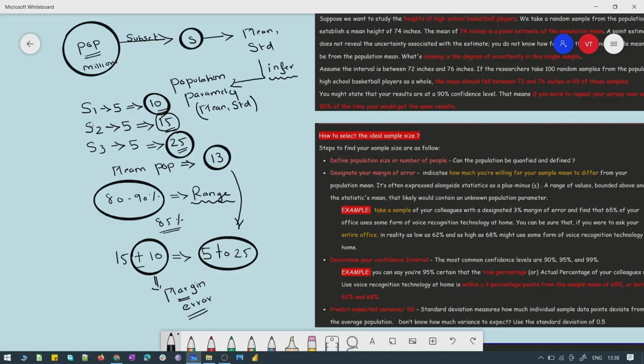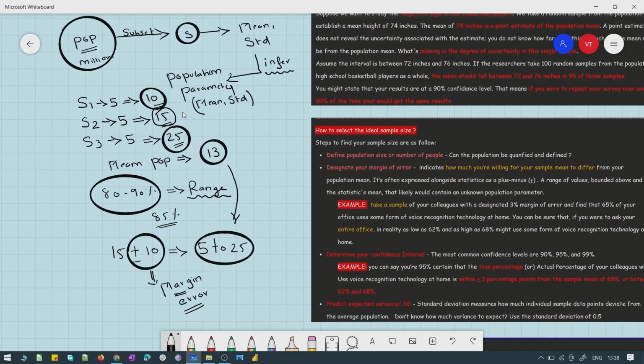Okay, like here, samples S1, S2, S3 have given you 10, 15 and 25 as means, and these three means are nowhere related or matching with the population mean, which is 13. The reason being, we're not measuring 100% of the data points, we're just taking a subset, and these subsets have different values going into it. So instead of giving a point estimate like 10, 15, 25 for inferring the population parameter, which is unknown, we have to give a range. We have to factor in the error, and then we have to express the population parameter.